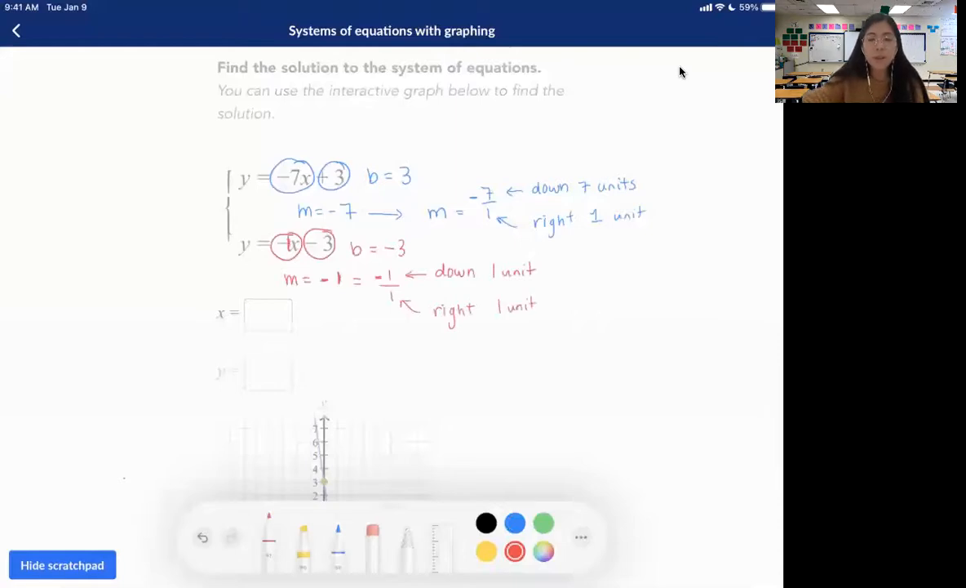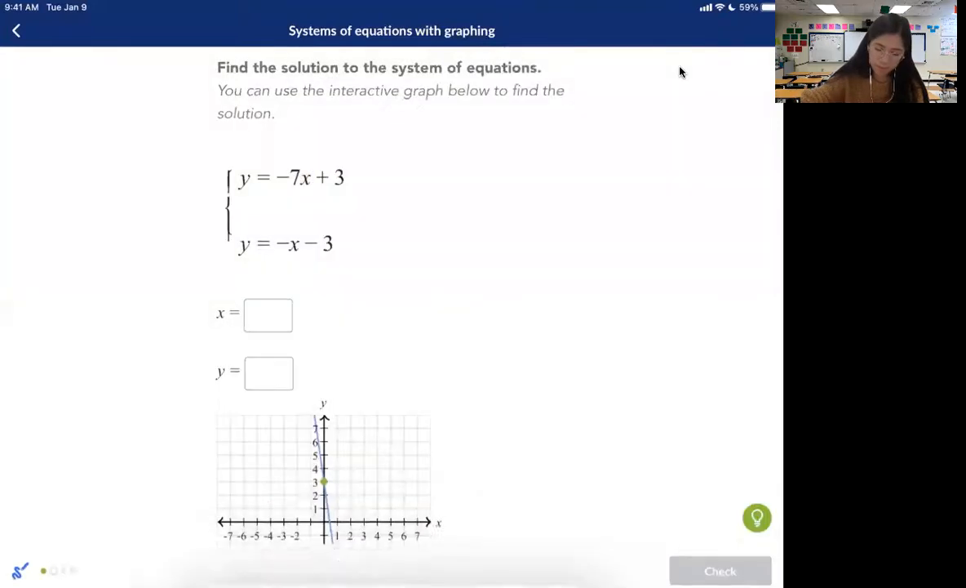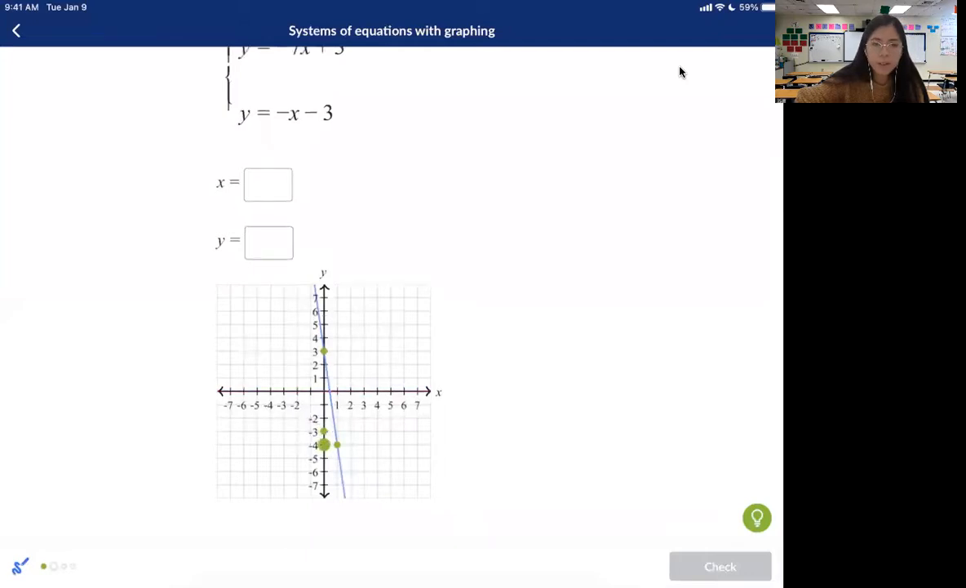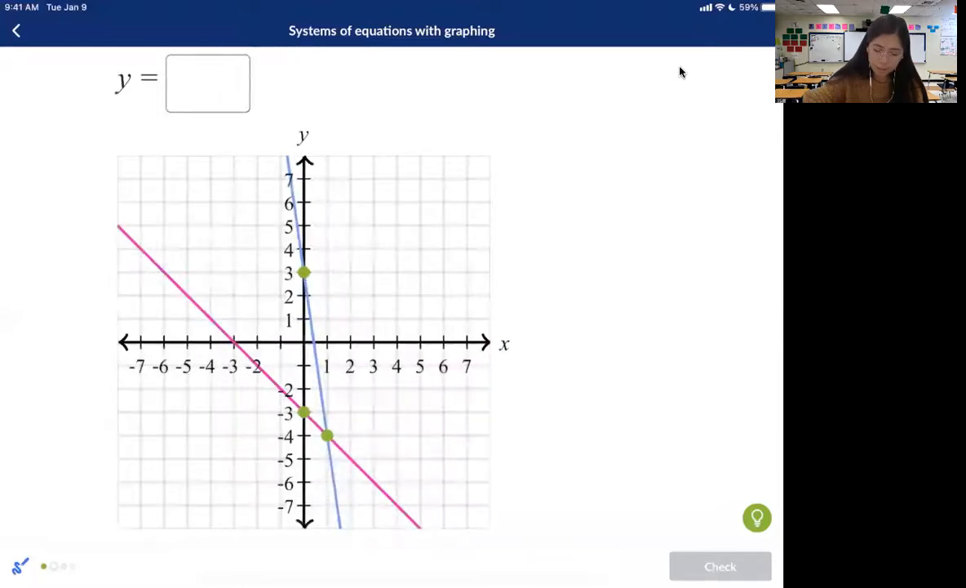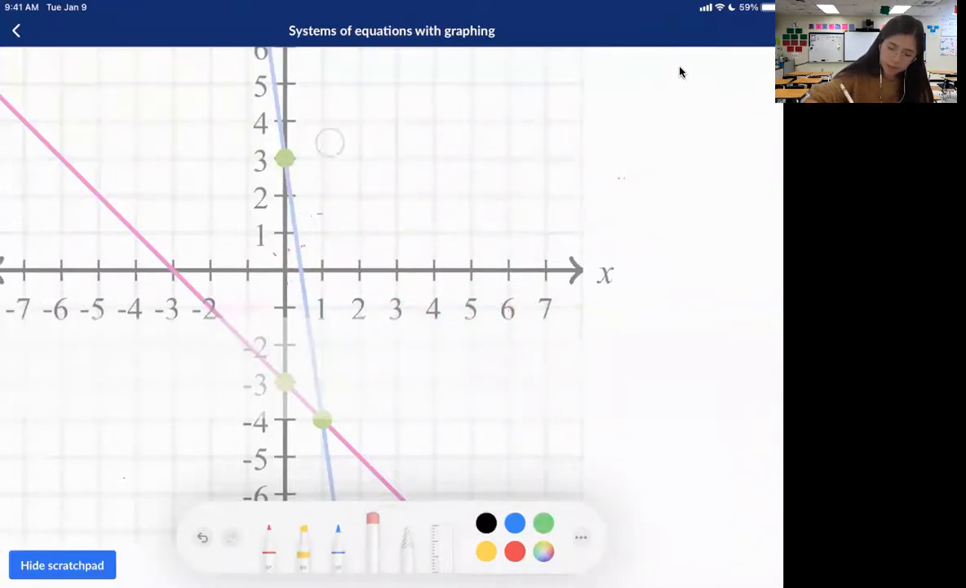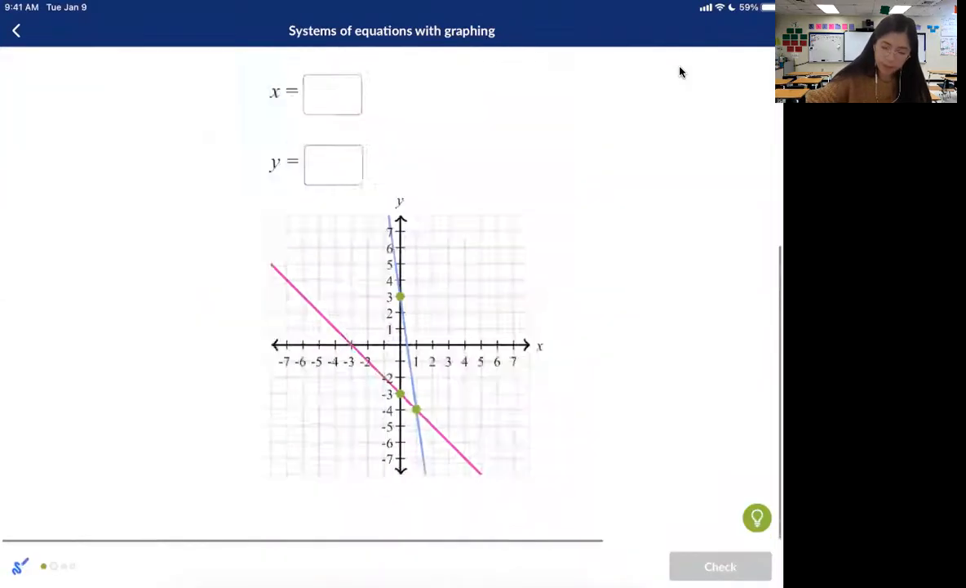Okay, so for this one, I'm going to start on the -3, then I'll go 1 unit down and 1 unit to the right. Okay, put my first dot on the -3, then I go 1 unit down, 1 unit to the right. There it is. There are my 2 lines. It looks like they're meeting up at this point right here. Let me erase all this. Okay, so it looks like we're meeting at 1, -4. So that means that my x is 1 and my y is -4. So let me go ahead and put that in.